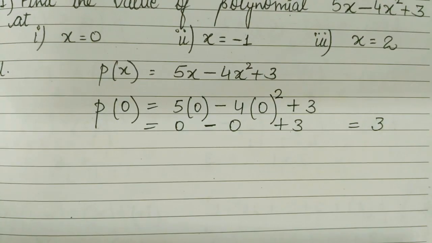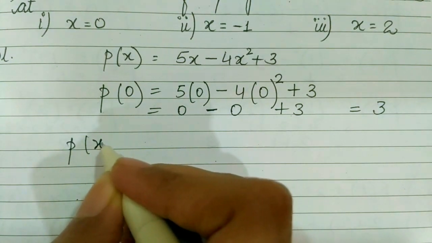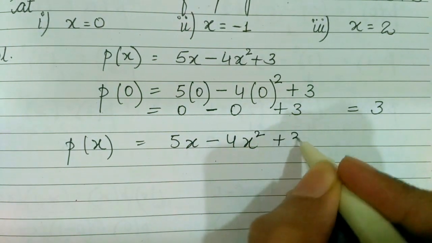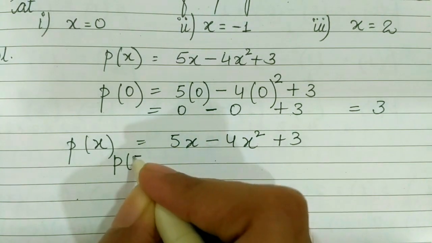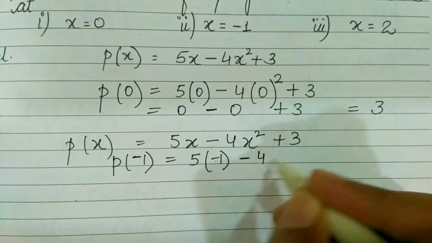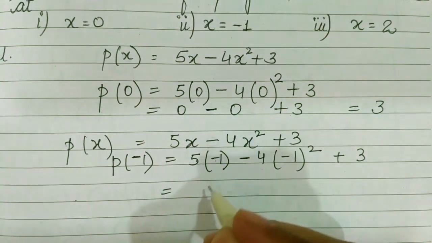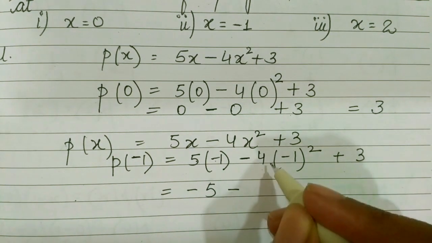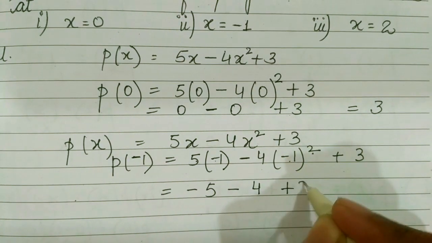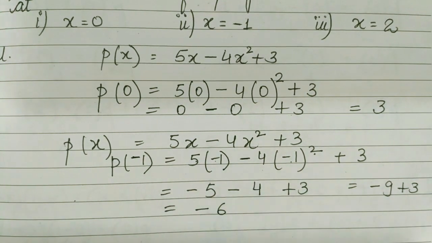Next is find the value at x equals to minus 1. So simply put x equals to minus 1 in the given polynomial. 5x minus 4x square plus 3. When I am going to put minus 1, the result will be 5 into minus 1 minus 4 into minus 1 square plus 3. 5 into minus 1 will be minus 5. Minus 1 square will be 1 and 4 into 1 will be 4, plus 3. Minus 9 plus 3, which will give us minus 6.